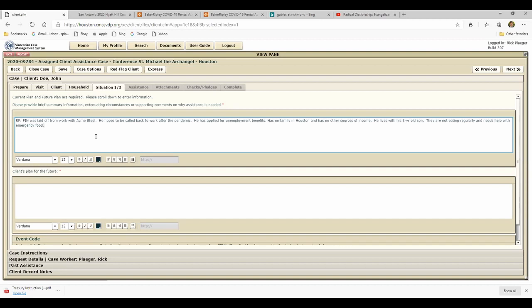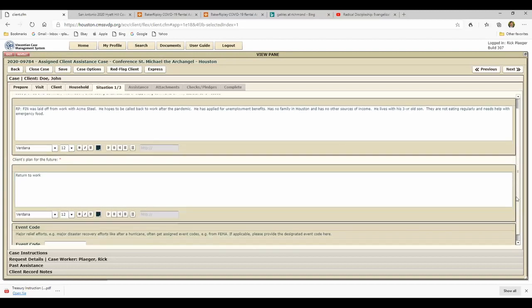Sometimes it's more involved, so that you can get some insight as to why the person needs help, what his situation is. And again, on the plan for the future, you can put return to work. There are other screens in here. Sometimes if you scroll down, it'll show an event code.